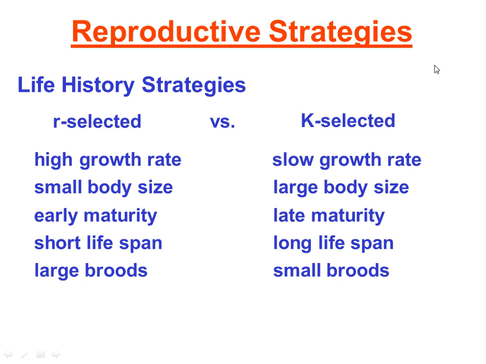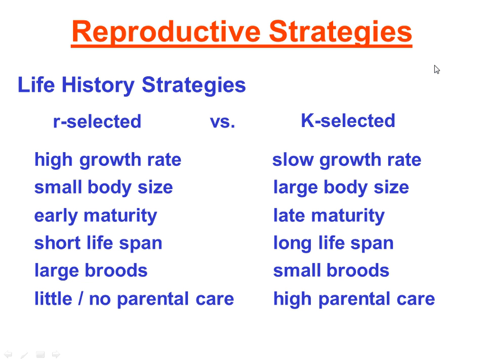R selected is going to have large broods. Brood is the number of offspring every time that the female is going to reproduce. So if you have lots and lots of offspring, you're going to have a large brood. K selected means you're going to have fewer offspring, so small broods. And then R selected, little or no parental care. K selected is going to have high parental care.